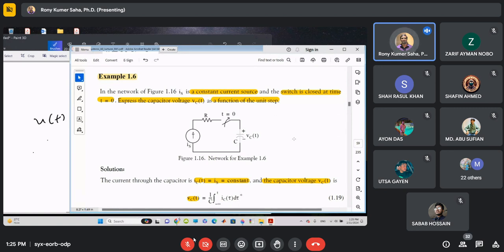So this is another example, like if it is an RLC circuit. Here you can see the network has a constant current source, I of s, and its switch closes at t equal to 0. Now this is the voltage across this capacitor. You have to find the voltage across this capacitor, and the switch is closed at t equal to 0. So find these values as a function of the unit step response.